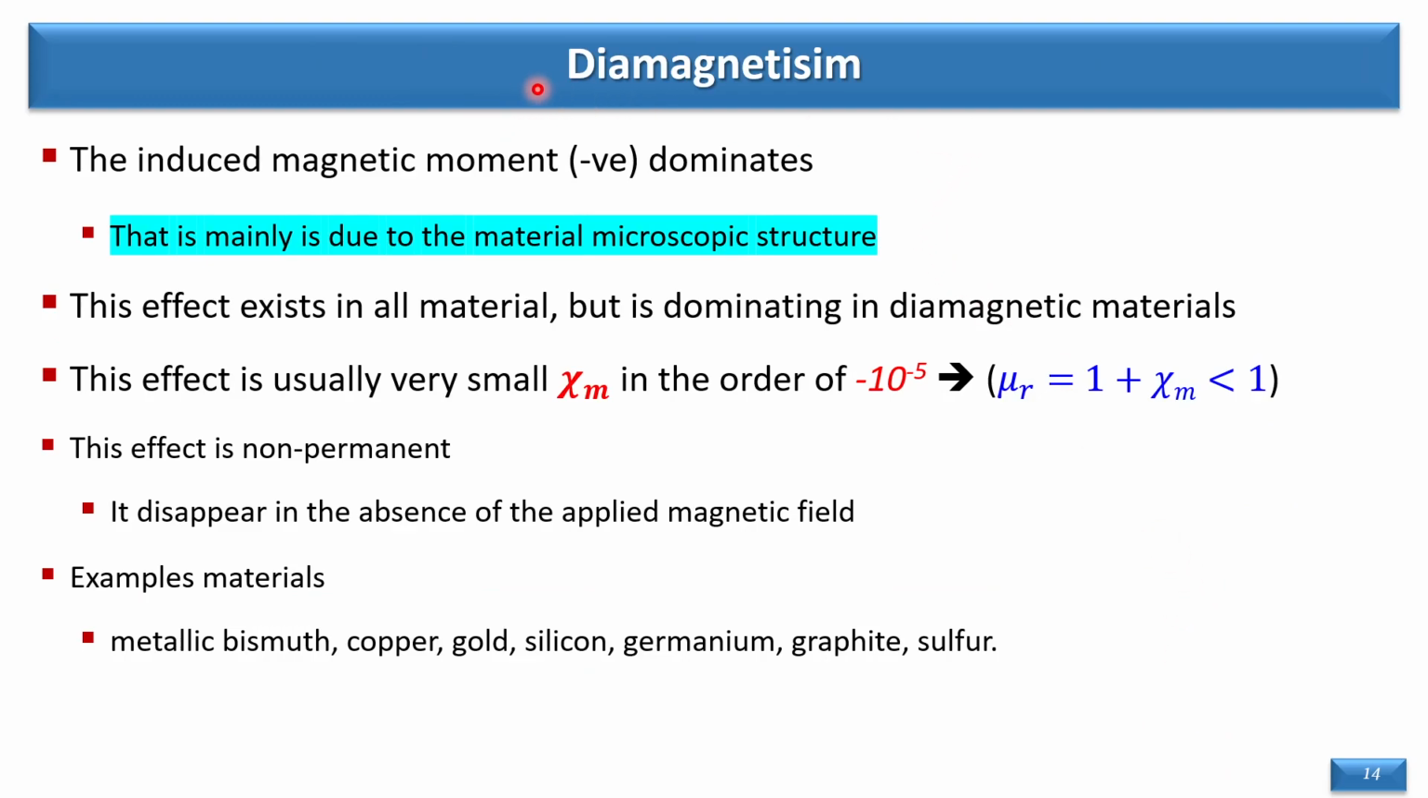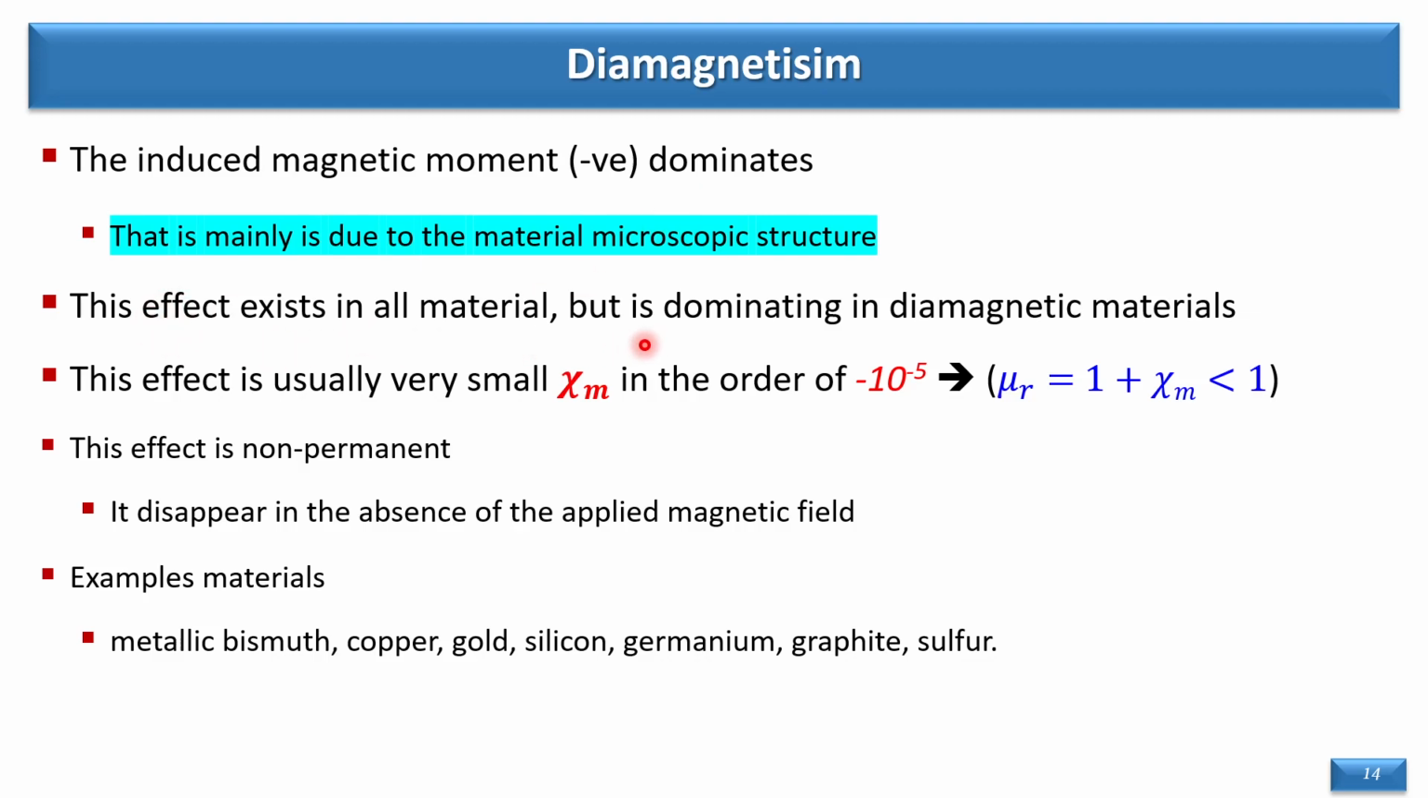So the first category that we're going to talk about is diamagnetism, diamagnetic material. This diamagnetic material will induce a negative magnetic moment when we apply an external magnetic field. Why? Because the orbital effect is dominating the material, and all of this is caused by the internal structure.